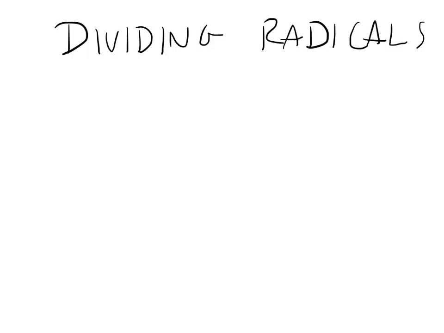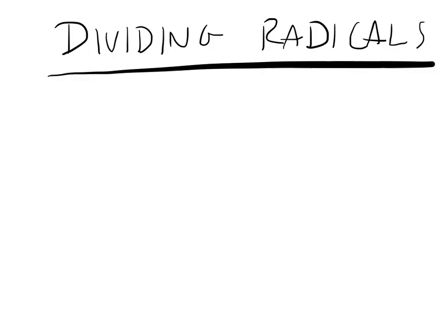So today what we're going to be doing is dividing radicals. We've added, subtracted, and multiplied these radicals, so now we're going to learn how to divide them. There are two steps when dividing radicals.